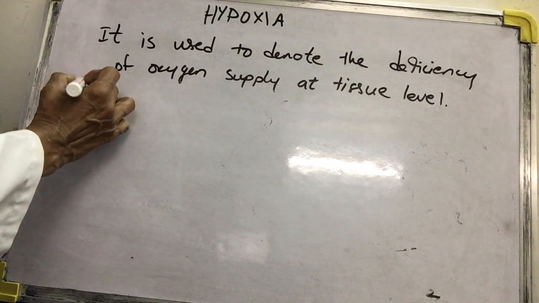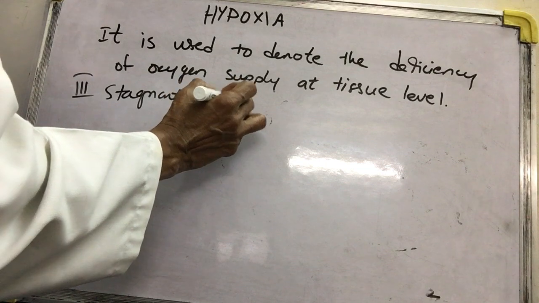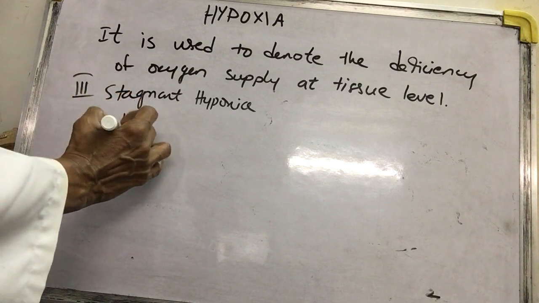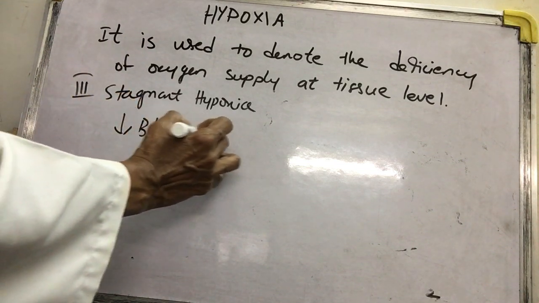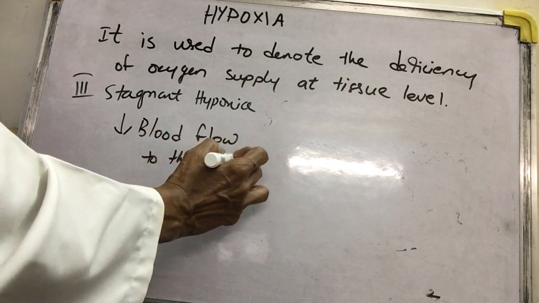Now coming to stagnant hypoxia. In this, the oxygen content is normal, oxygen supply is normal, but there is decreased blood supply to the tissues. Decreased blood flow to the tissues.